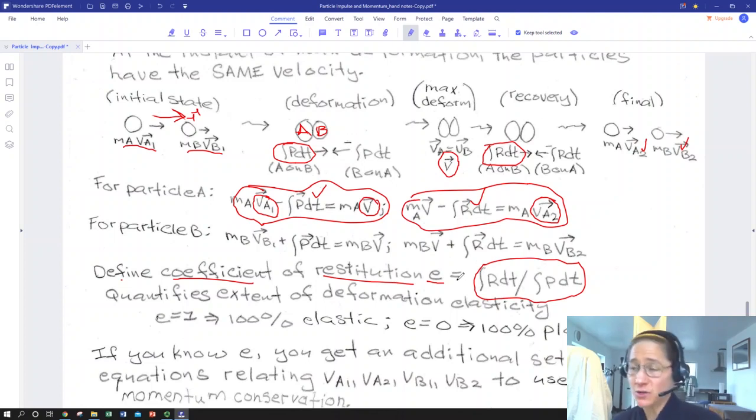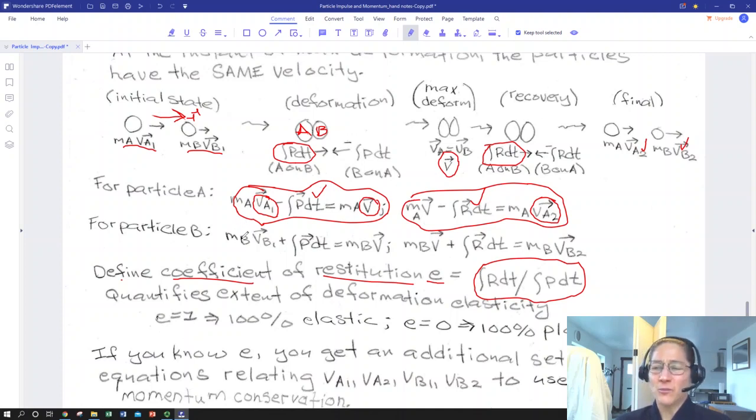There's something that we should be able to look up in a table for a given type of impact and materials considered, and then use it such that we only have V at max deformation and VA2. It's still not enough to solve for everything we know, but we can do the same thing for particle B.